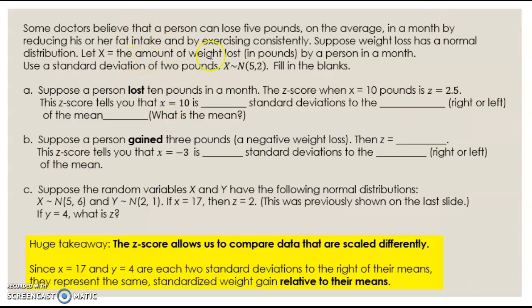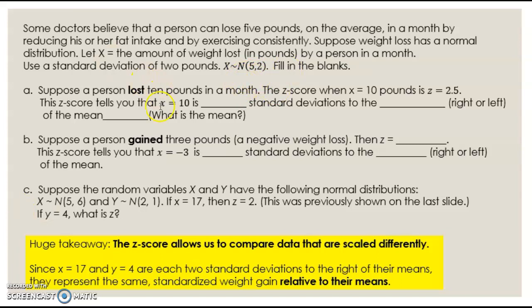Some doctors believe that a person can lose 5 pounds on the average in a month by reducing his or her fat intake and by exercising consistently. Suppose weight loss has a normal distribution. Let x equal the amount of weight lost in pounds by a person in a month. Use a standard deviation of 2 pounds. Okay, right here we've got the mean is 5 and the standard deviation is 2.